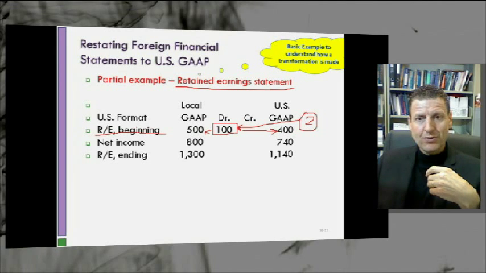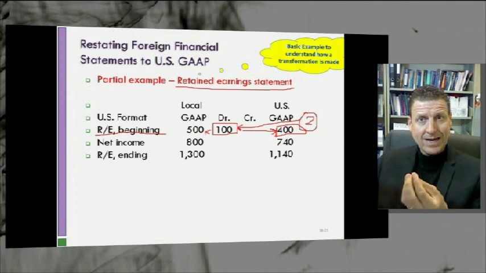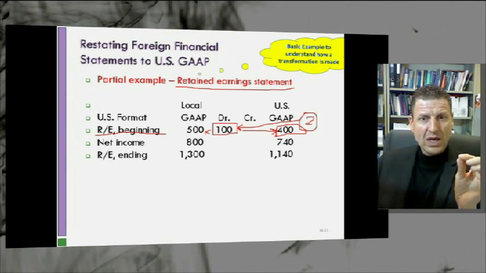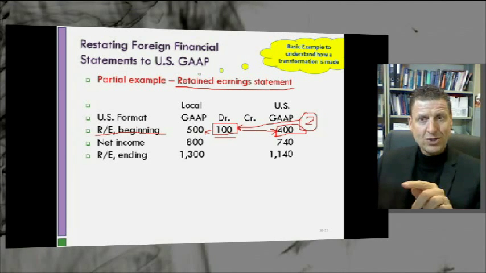So therefore the retained earnings, remember retained earnings is basically what's left in the piggy bank to pay out as dividends. There is $100 less in there under US GAAP because that $100, this $100 here, should be in a provision under US GAAP. It should be under the provision for pension liability under US GAAP. It is not in the local GAAP accounting standards. And so this is why we are making this adjustment.